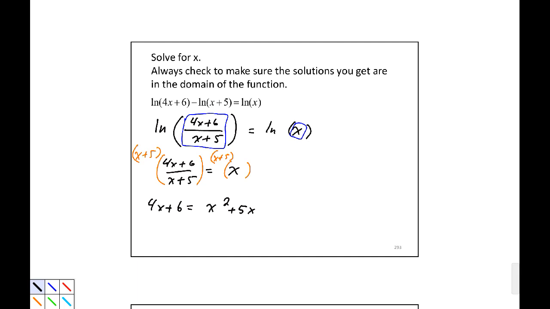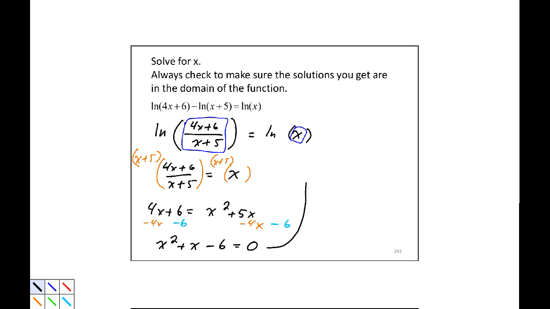This is a quadratic, so we want to get this equal to 0. So I'm going to subtract 4x from both sides and also subtract 6. So this becomes x squared plus x minus 6 equals 0. Now that factors. That factors as x plus 3 times x minus 2 equals 0, which tells us that x equals minus 3 or positive 2, respectively.